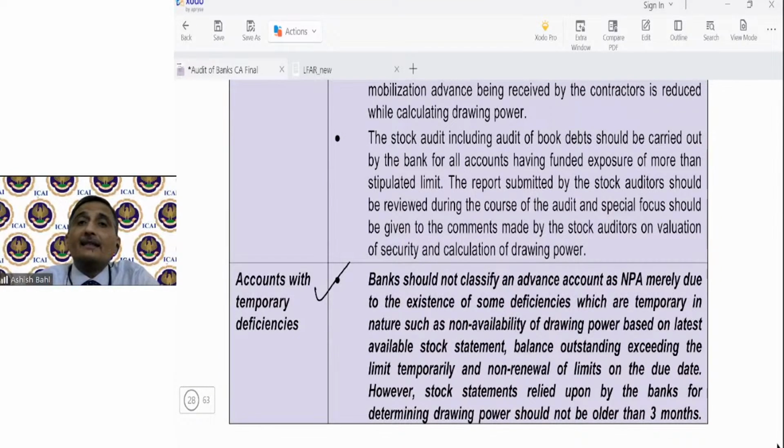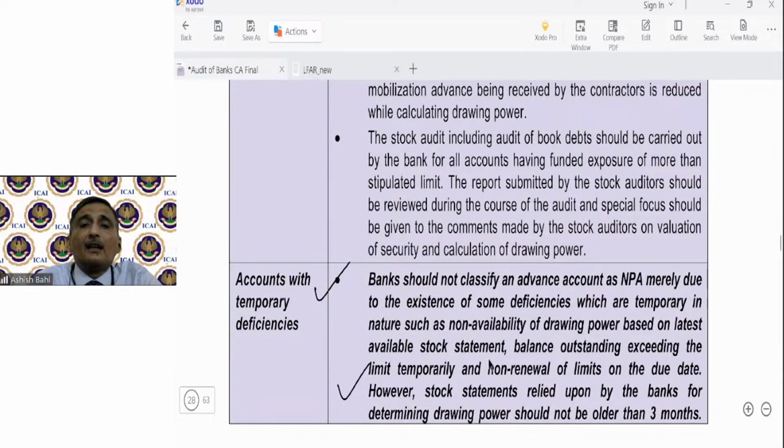So these are just in the nature of temporary deficiencies. If there are temporary deficiencies, the auditor should not insist on classifying the account as an NPA. If the bank management is relying upon a stock statement which is not older than 3 months, then it is okay.